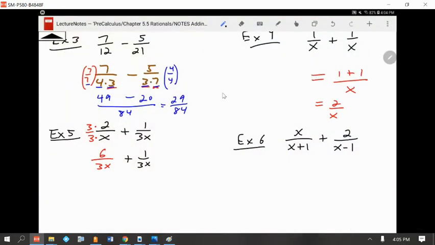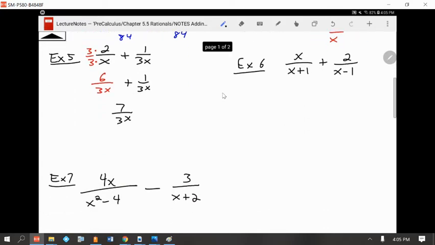So 6 over 3x plus 1 over 3x. Now I can add them together. What is 6 plus 1? That makes 7. Common denominator is 3x, right? You don't add 3x plus 3x. You just add the numerators. Once the denominators are all the same, you add the numerators, or subtract them depending on what the problem is. Okay.